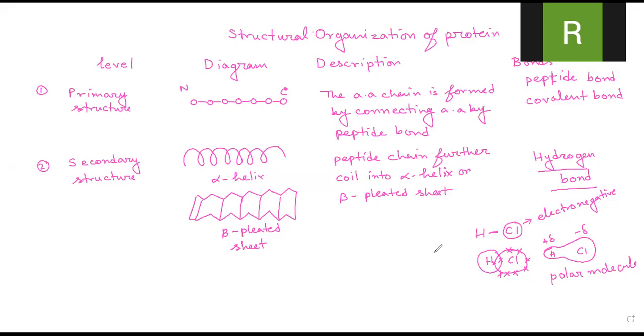So H and Cl are connected via a covalent bond, which shares the two electron pairs, which should ideally be shared equally with each other. But that does not happen. What happens?